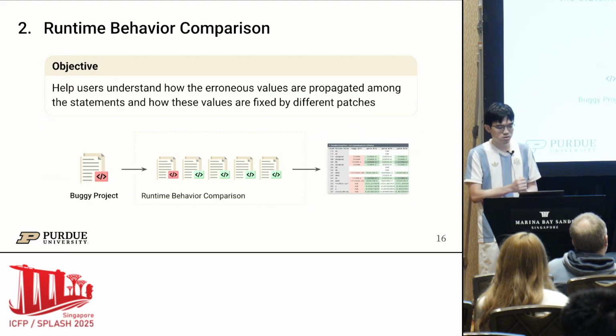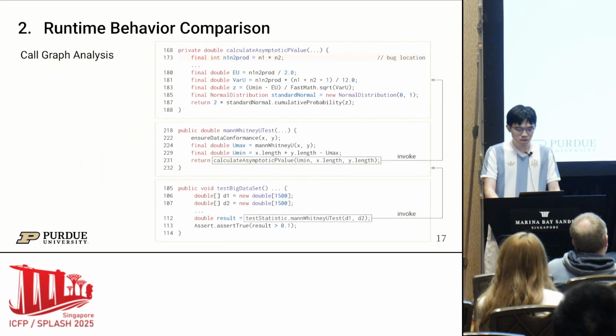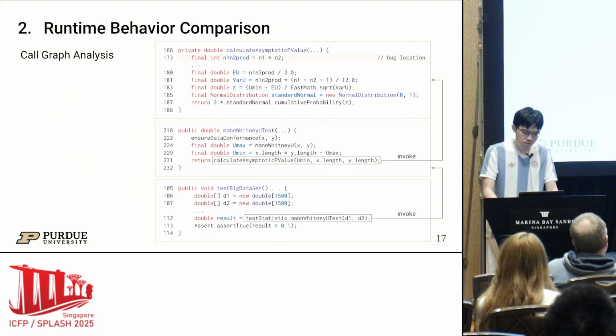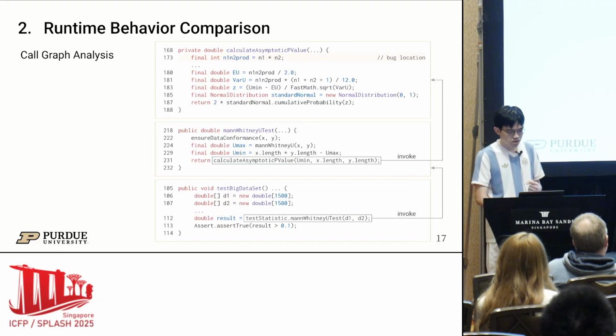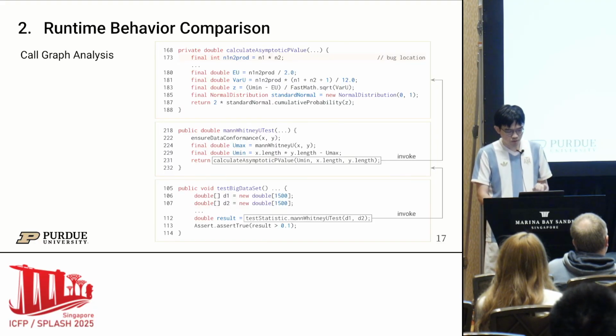Now let's move on to the main contribution of this work, runtime behavior comparison. It helps developers understand how incorrect values propagate through the code and how different patches fix those values. This is made possible through several steps of code analysis. First, iFix performs a call graph analysis to trace the function calls from the failing test to the crash location. For example, in this bug, there are 3 layers of function calls. The buggy code in the innermost function eventually causes the test failure in the outermost function.